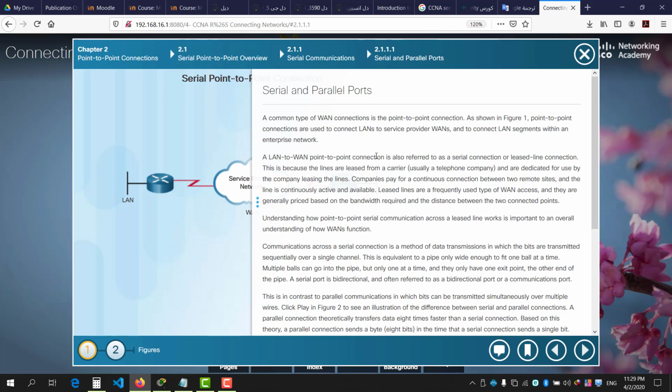A LAN to WAN point-to-point connection is also referred to as a serial connection or leased line connection. This is because lines are leased from the carrier, which is usually the telephone company, and are dedicated for use by the company leasing the line. Companies pay for the continuous connection between the two remote sites, and the line is continuously active and available. Leased lines are a frequently used type of WAN access, and they are generally priced based on the bandwidth required and the distance between the two connected points.